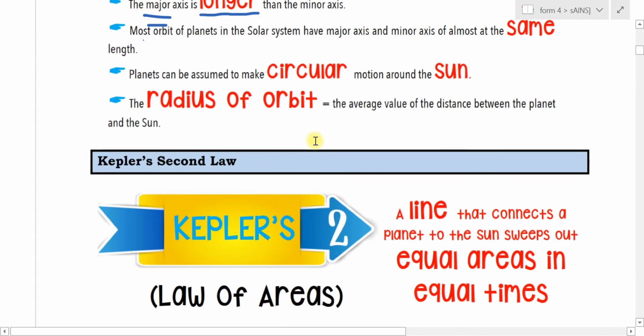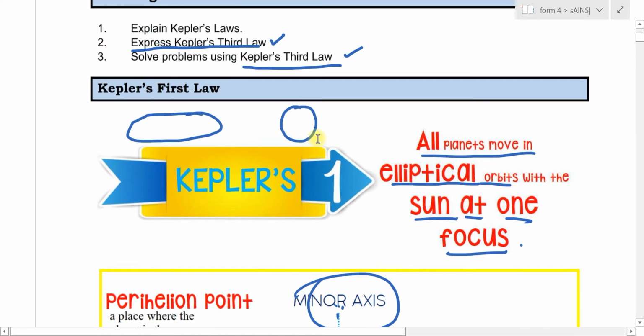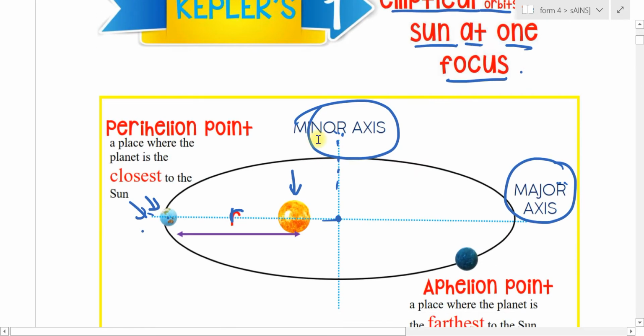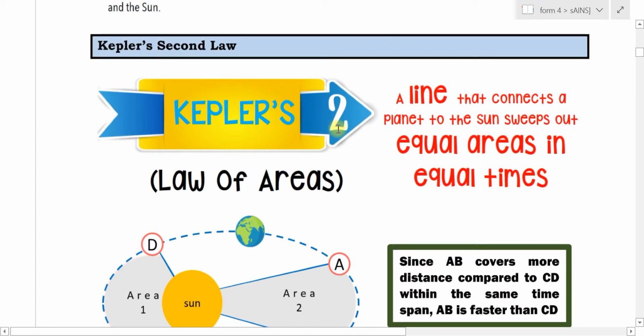Okay, right. Kepler's first law, faham tak semua dah? Faham, sir. Okay, let's go to the next one. Kepler's second law, ataupun kita panggil law of areas lah.